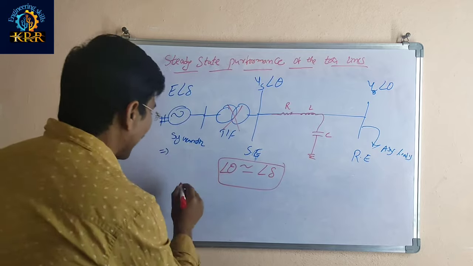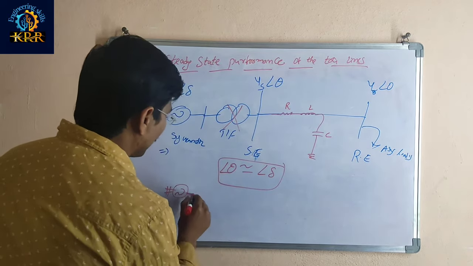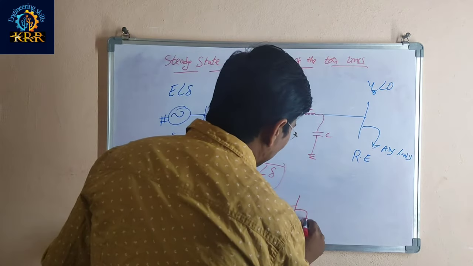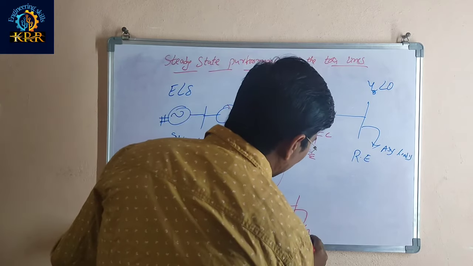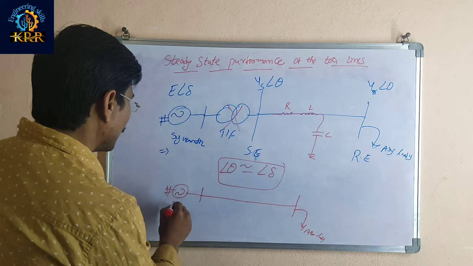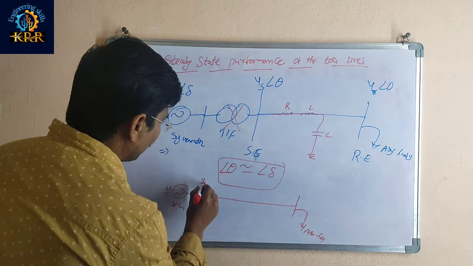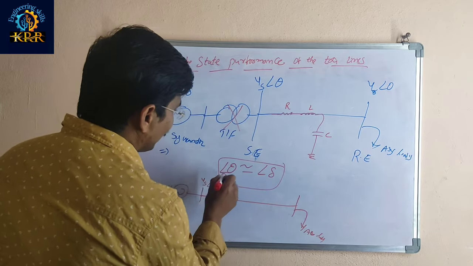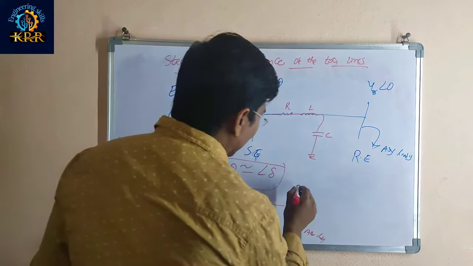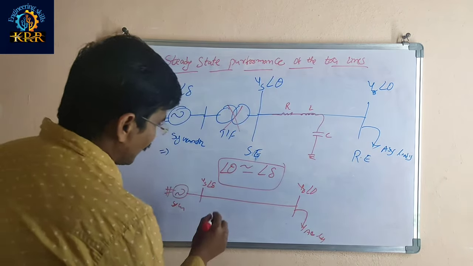Now we draw the diagram. This is the synchronous generator. We neglect this one. These are the asynchronous loads. This is the sending end voltage at angle previously theta, now approximately equal to delta. The receiving end voltage angle is zero.